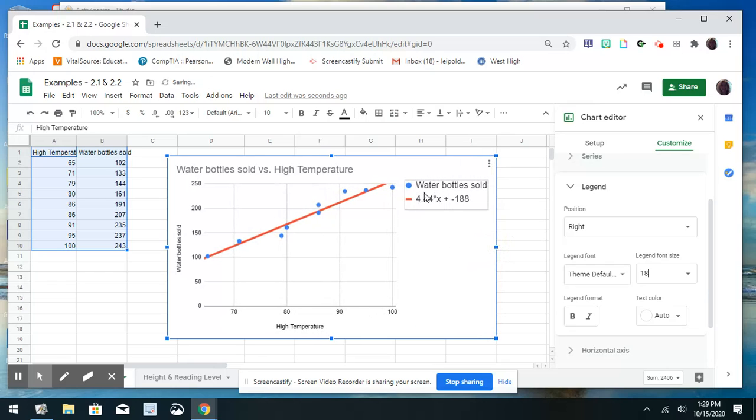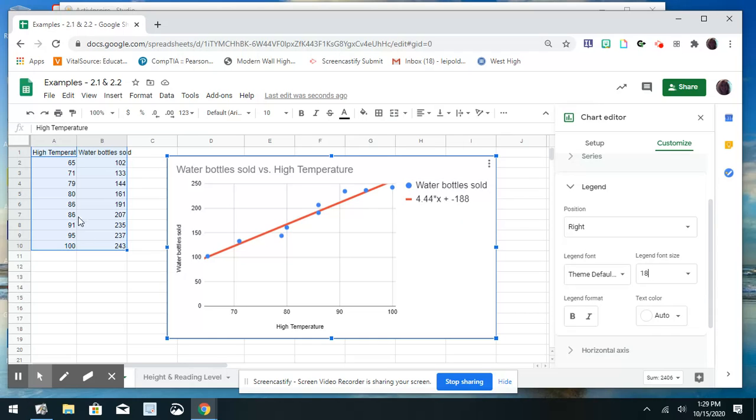And so it gives me the blue dots are the water bottles that are sold, and then the red line is the equation y equals 4.4x, and then it's giving us plus, and then the value is minus 188, and that is the equation of the line. Okay, so everything is given to us in the equation of a line.